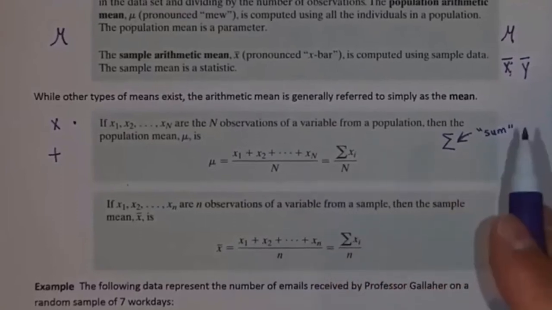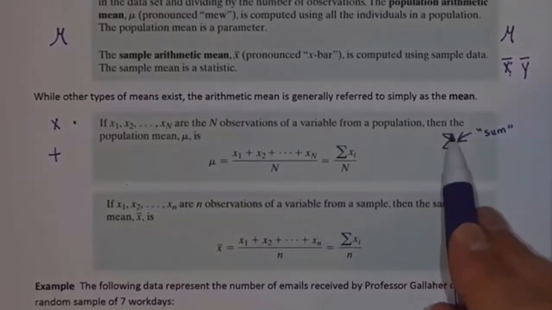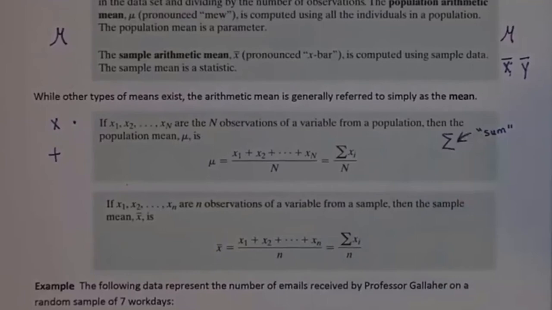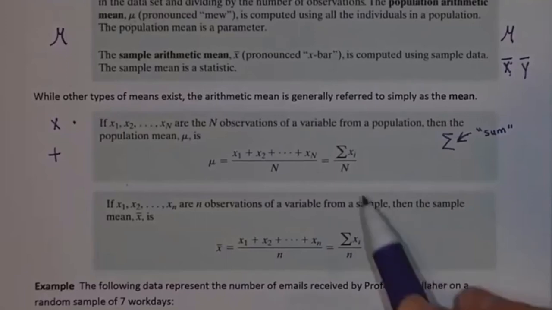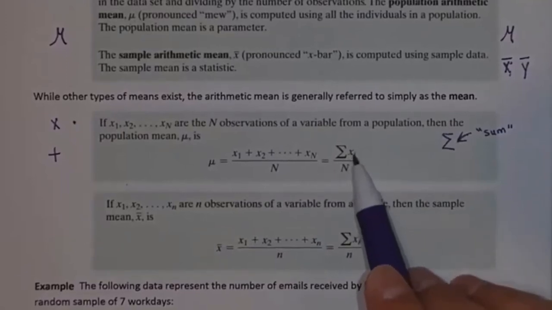So from this point onward in this class, anytime you see this sigma, it stands for sum. You're going to be adding up whatever it is that comes behind it. And whatever comes behind it is usually going to be in the form of a variable.